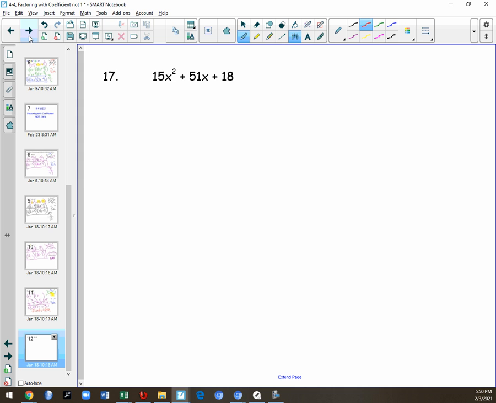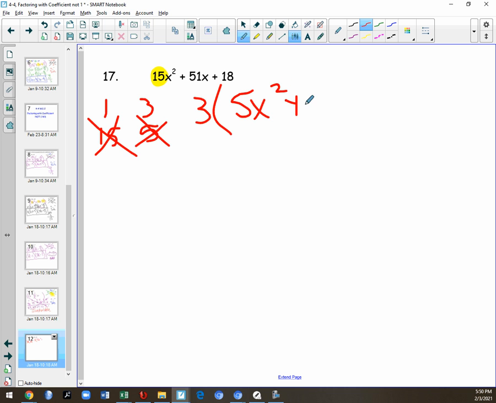Next, number 17. The smallest number up there is a 15. Factors of 15 are going to be 1 and 15 and 3 and 5. Does 15 go into 51? No. Does 5 go into 15 or 51 or 18? No. Does 3 go into them? And the answer to that is yes, 3 goes into 51, 3 times 17, and 18 divided by 3 is going to be 6. So I have a GCF of a 3 here. So if I pull that out, I'm left with 5x squared plus a 17x plus a 6.